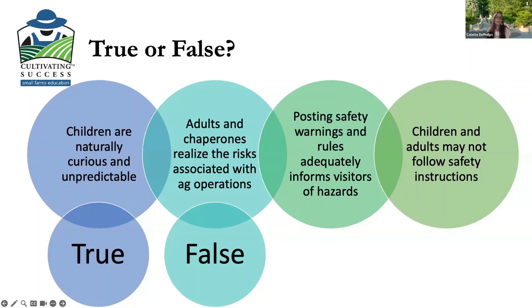Adults and chaperones realize the risks associated with ag operations. False. Oftentimes they don't. Even if they are operating a farm or ranch, they may not recognize the risks associated with your operations. And posting safety and warning signs does not adequately inform visitors of hazards.